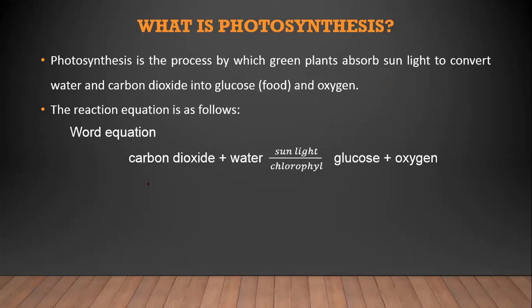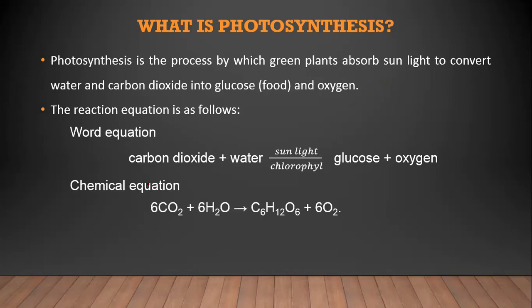Now, as a person who is about to complete their secondary school, you also need to know about the chemical equation. So the chemical equation is simply written like this: 6 molecules of carbon dioxide reacting with 6 molecules of water, this will produce glucose and 6 molecules of what? Oxygen. All right, photosynthesis is carried out in the leaf and by the leaf.